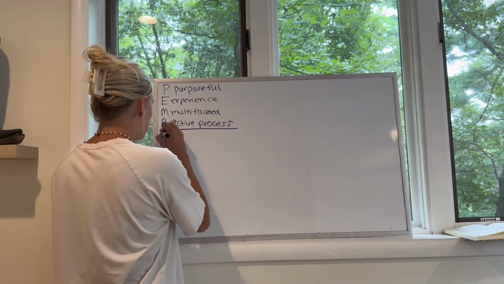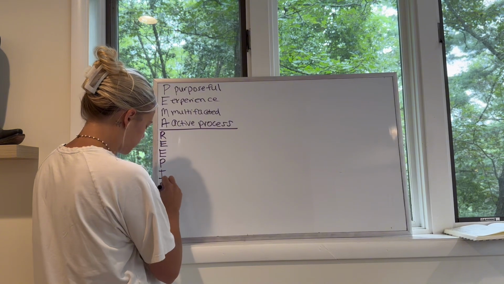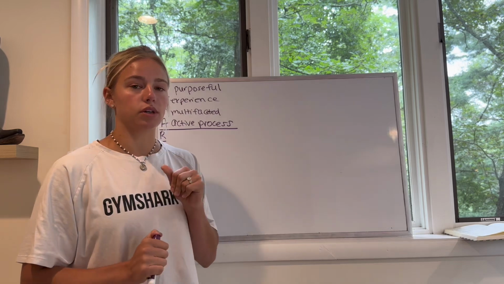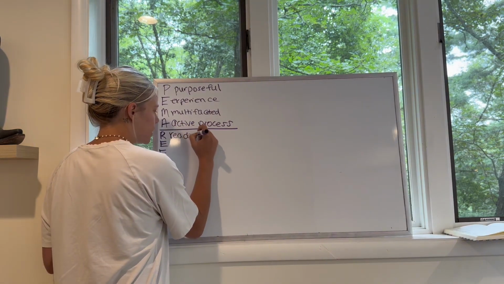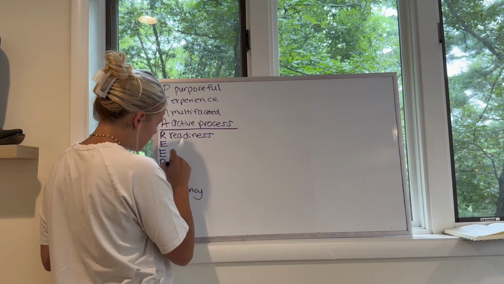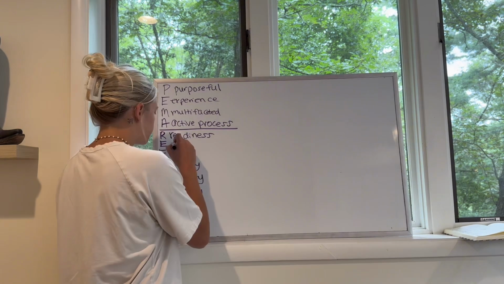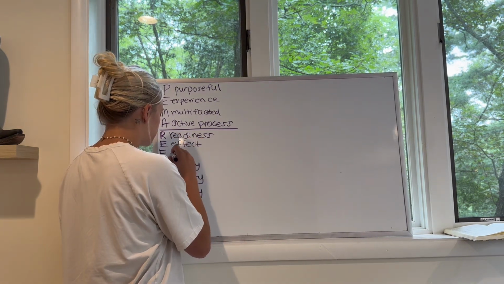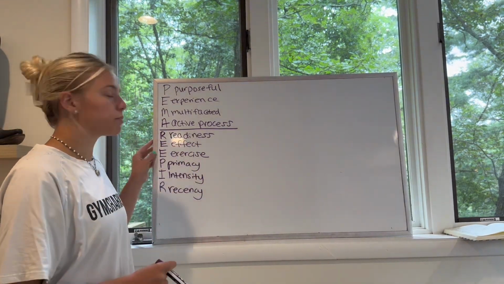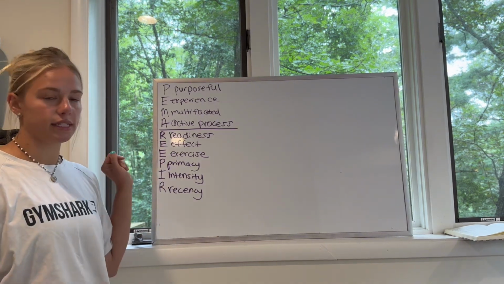All right, now our next one is REEPIR, and this is our laws and principles of learning. R is readiness. This other R is recency. P is primacy. I is intensity. This E is effect. This other E is exercise. So our laws and principles of learning are readiness, effect, exercise, primacy, intensity, and recency.